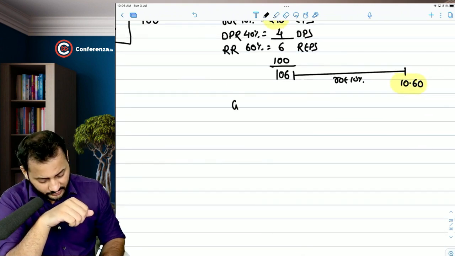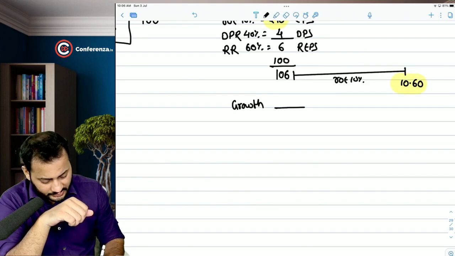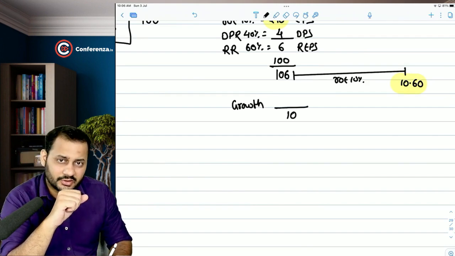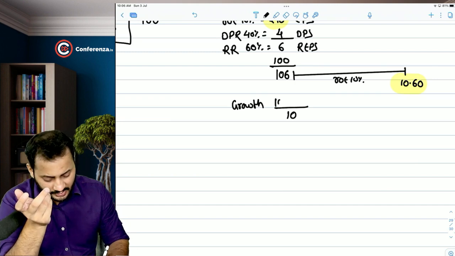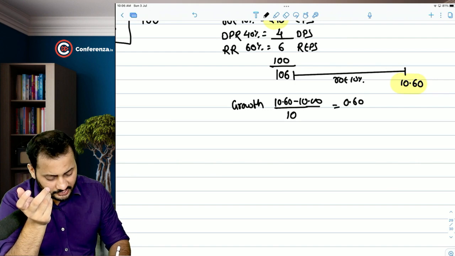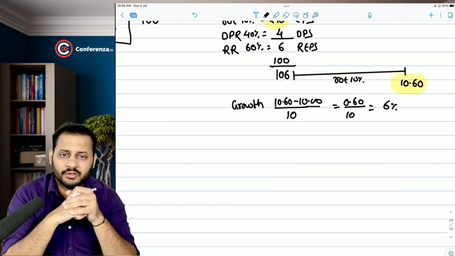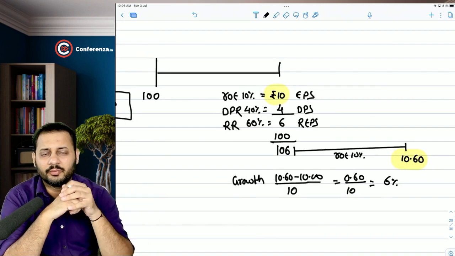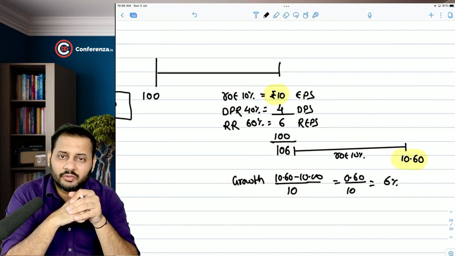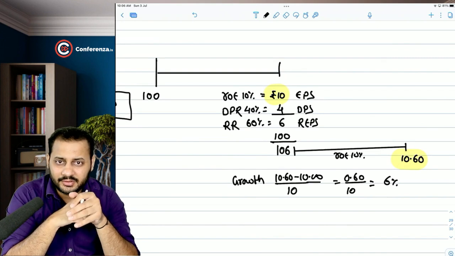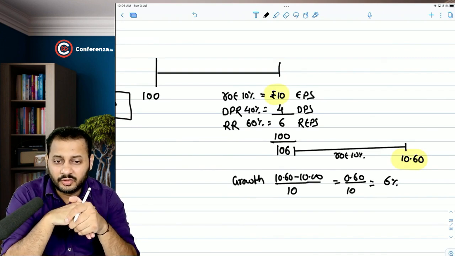So have a look. How do we calculate growth here? Growth is the earlier EPS, the previous EPS was 10 and now it's 10.60. That means there is a growth of 60 paisa. That means the growth rate is 6%. You can just add 6% on 10 rupees and you will get a growth rate 6%. Okay, a growth rate which is 6%.